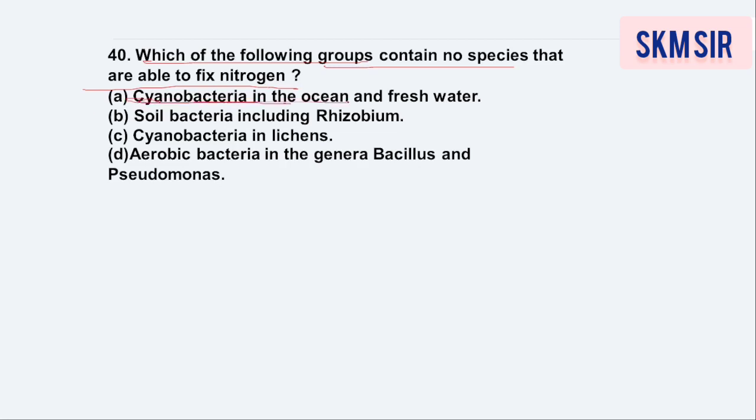So cyanobacteria, you know, it can fix. Rhizobium also. Cyanobacteria and lichens also. But aerobic bacteria in the genera of Bacillus and Pseudomonas, they cannot fix the nitrogen. So I hope, students, you are very much clear about the option which should be ticked as the correct one. Option number D should be correct.